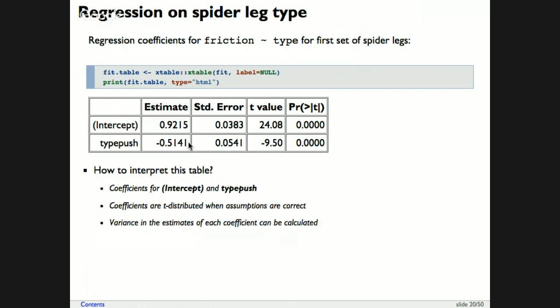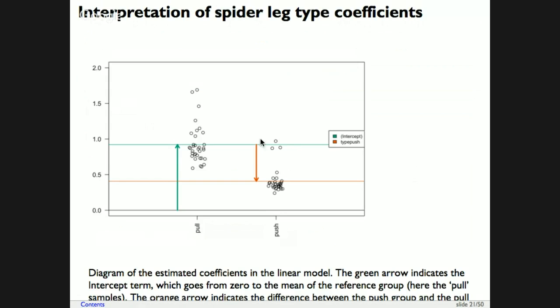And what would happen to this row, the second row? It becomes plus instead of minus. Exactly. So the intercept would be 0.42, and if we drew it on here, it would be from 0 up to 0.42 here. And then our coefficient, it would say type pull, and it would just be in the opposite direction. It would be positive.